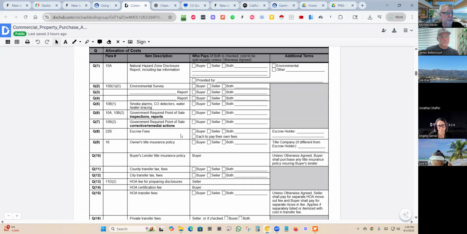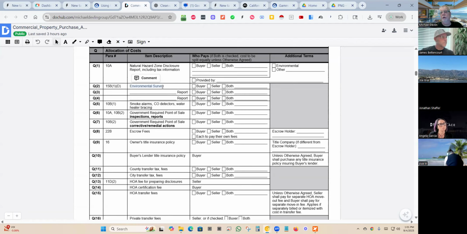NHD is a requirement. Notice it says environmental survey. Let me just mention that. Now, this is explained a little bit later. And for those of you new to this, the boxes to the left explain which paragraph 15B and subparagraph. There's something called a phase 1 environmental.